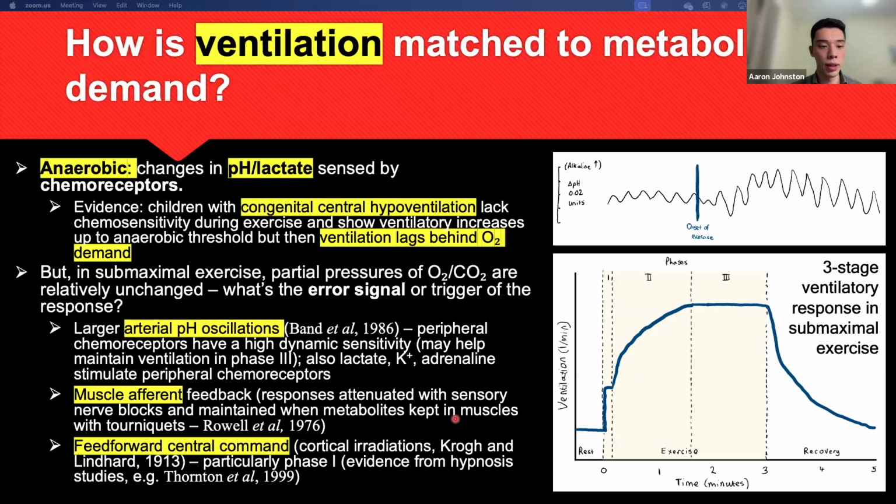be breathing harder. And evidence for this is that if you exercise and then you maintain the metabolites in the muscle, so if you stop exercising but apply a tourniquet so that all the toxic metabolites that have accumulated within the muscles are retained there and they're not washed away, you have a sustained ventilatory response. So what that indicates is that some of these factors generated in the muscles are being sensed locally, and this is driving the ventilatory response.